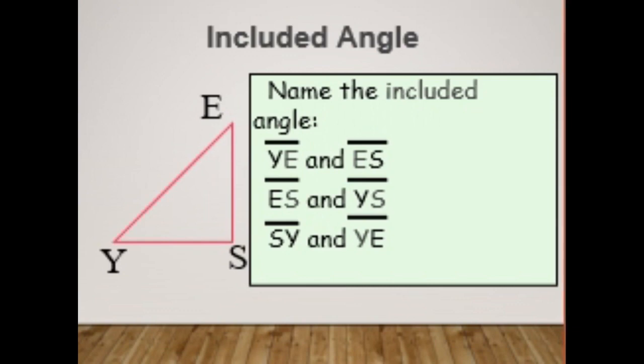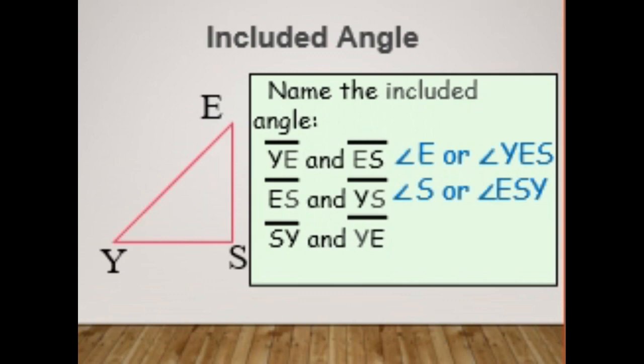Very good. Angle E or angle YES. How about side ES and side YS? Name the included angle. Okay. Angle S or angle ESY. How about side SY and side YE? Okay, angle Y or angle SYE is the included angle. Very good.